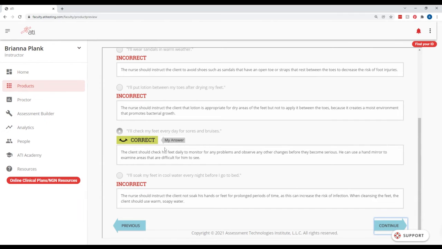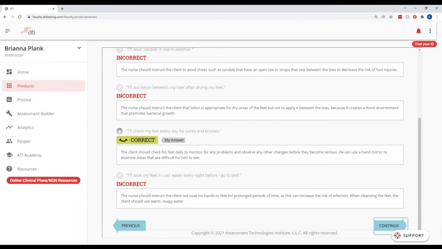We want to check the feet every day for sores and bruises because something that starts out really small can become a gangrenous toe. So they might not feel it because of that diabetic neuropathy when it happens. So we need to make sure that they're checking. I had a patient one time that stepped on a nail and because of diabetic neuropathy did not feel it. So they had a nail in their shoe for like an extended period of time. So that's how numb the feet can be.